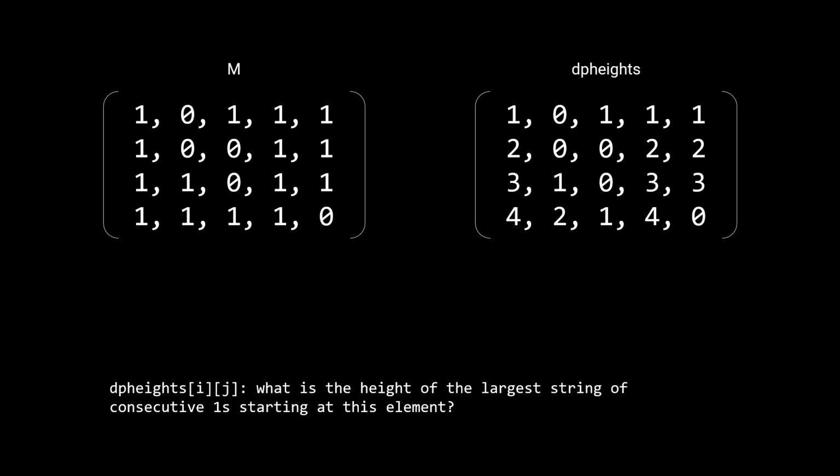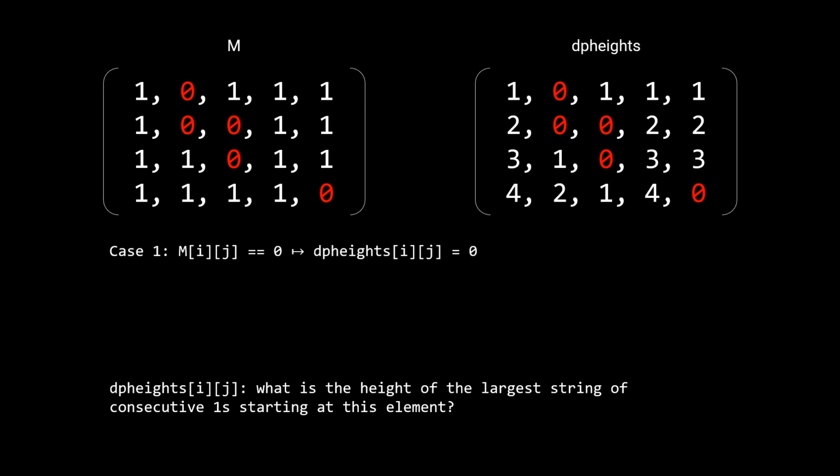Let me go through and explain some of the elements. Let's start with the positions in our input matrix that are 0. Our question is, what is the height of the largest string of ones starting at this element? Well, if this element is a 0, the largest consecutive string of ones is nothing because this element itself, the 0, already breaks the consecutive chain. So if the input element is 0, then the answer in DP heights is just 0 as well. Let's define this case as when the input for an ij position is 0, then the DP heights for that corresponding position is 0.